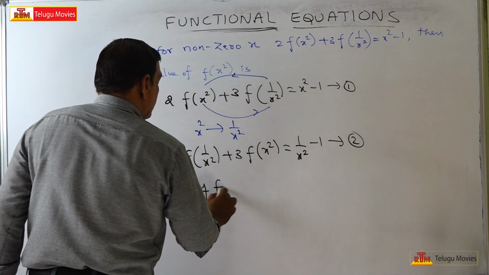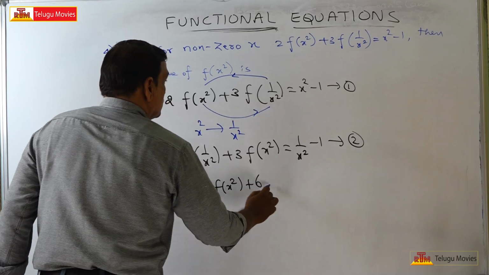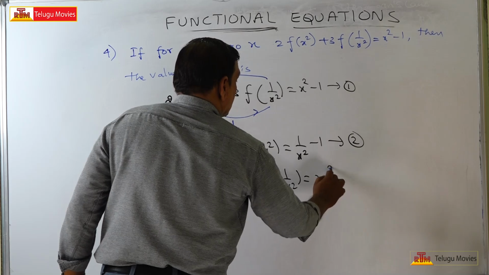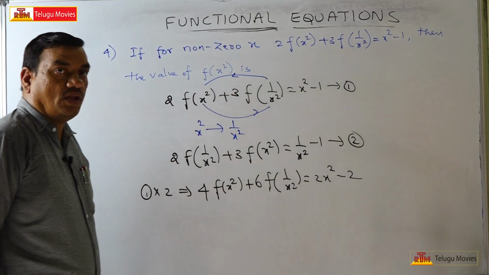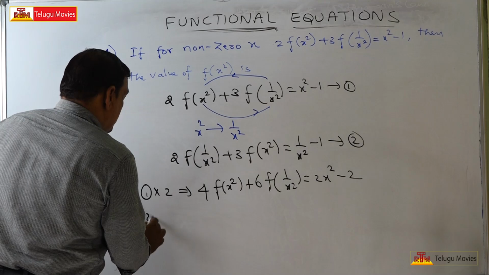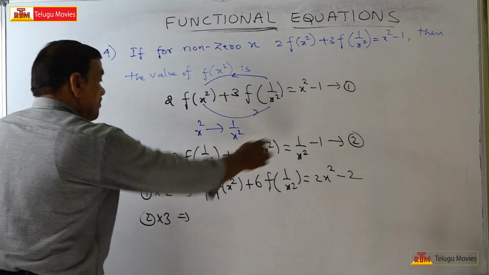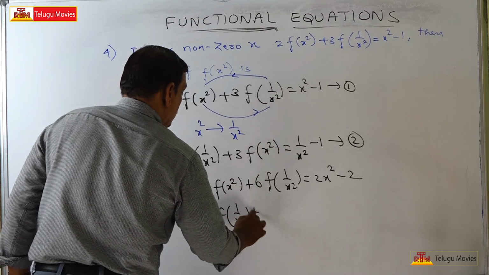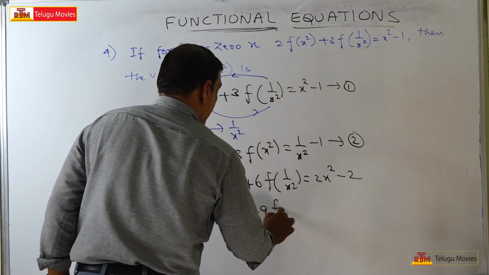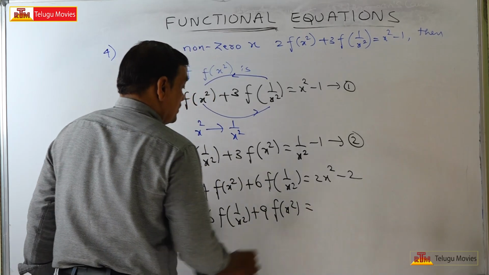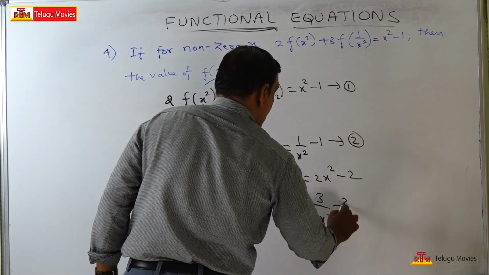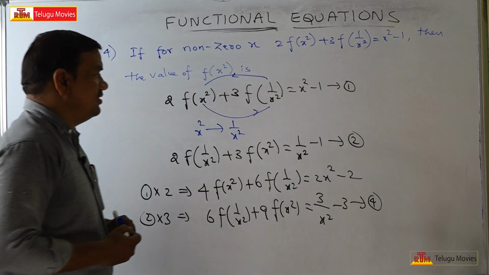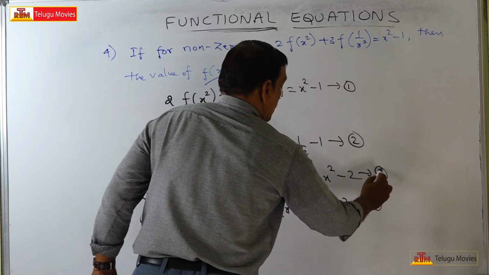So this is 4 times f of x square plus 6 times f of 1 by x square is equal to 2x square minus 2. Okay? Right. Second equation, multiply with 3. This is equal to 6 f of x square plus 3 3s are 9 f of 1 by x square is equal to 3 upon x square minus 3. Call it the fourth equation, and that is the third equation. And now subtract.